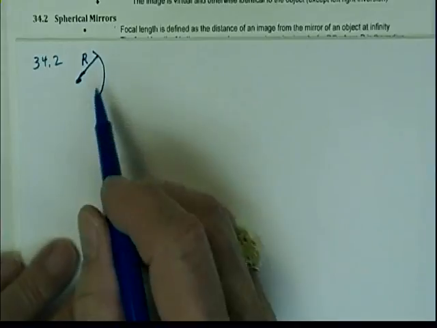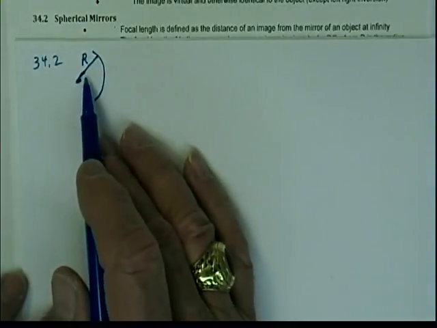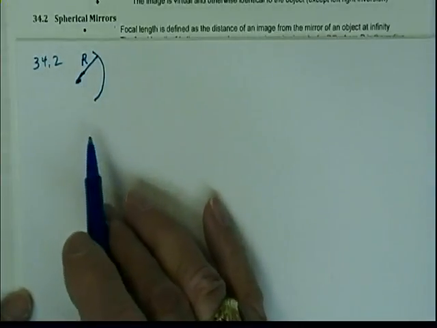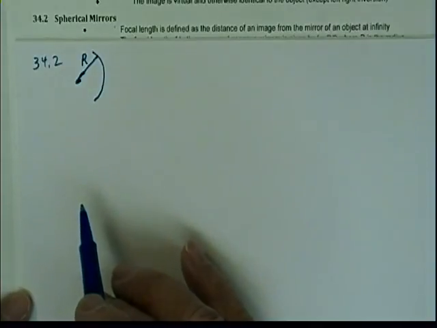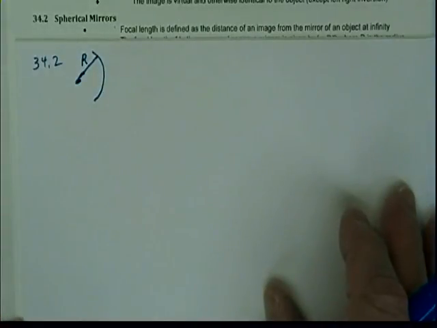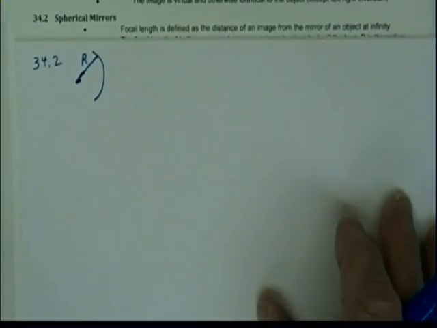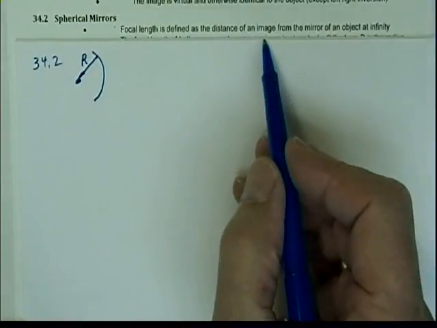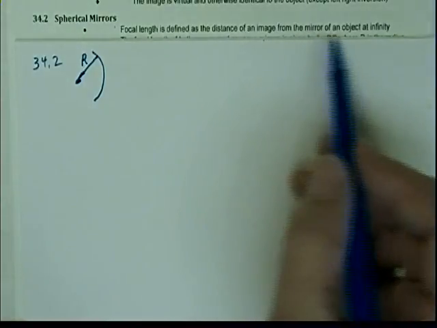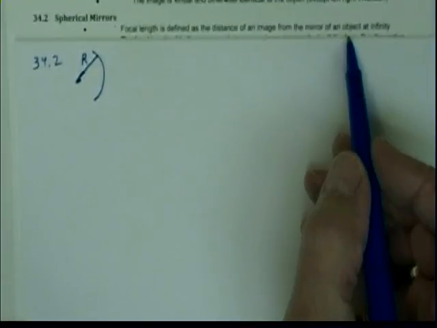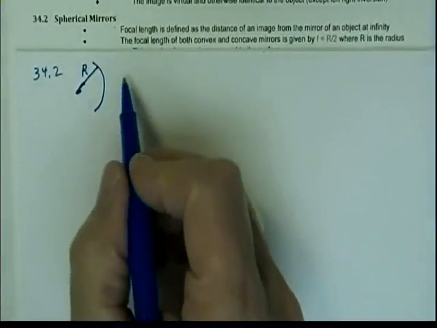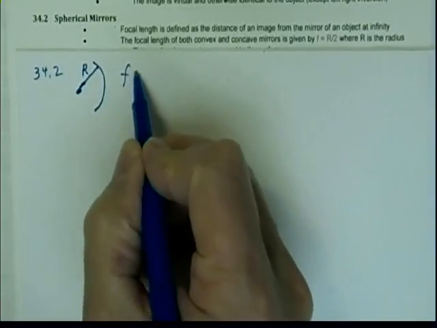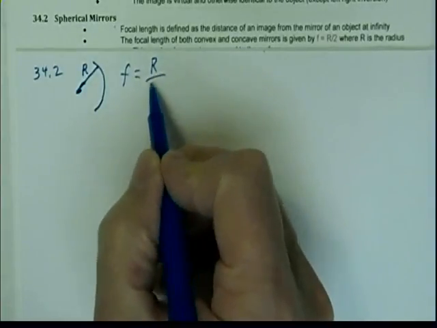And in either case, we find that the focal length is defined as the distance of the image from the mirror of an object that is at infinity. And this will be true not just for mirrors, but also for lenses. So the focal length is defined as the distance of an image from the mirror when the object itself is at infinity. And one can prove that for spherical mirrors this focal length is always the radius divided by 2.